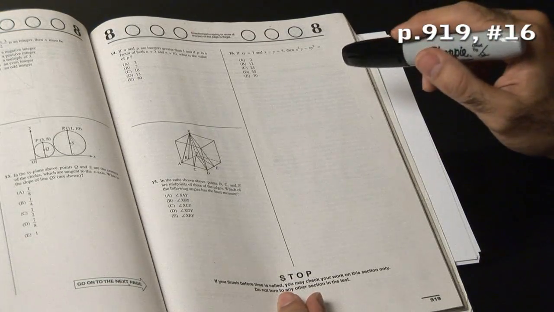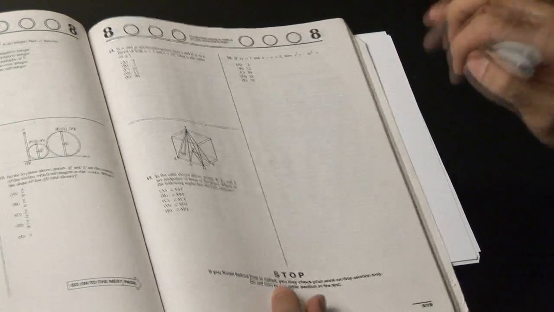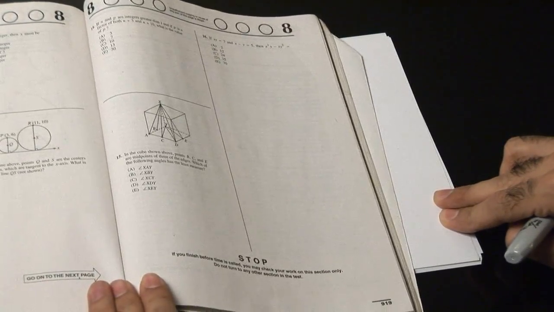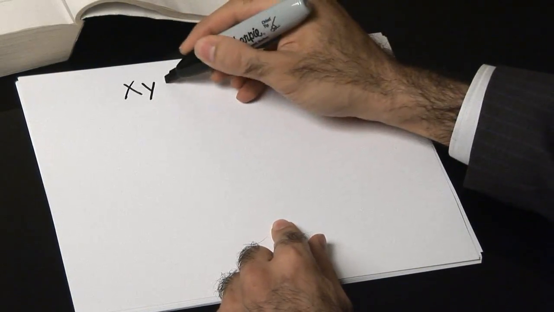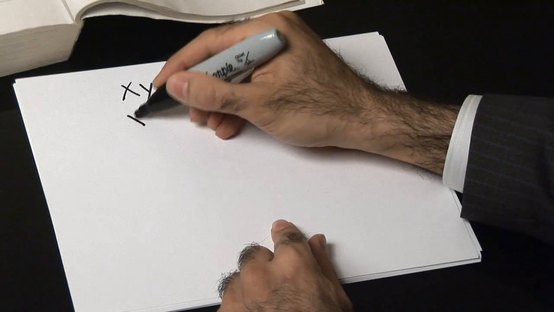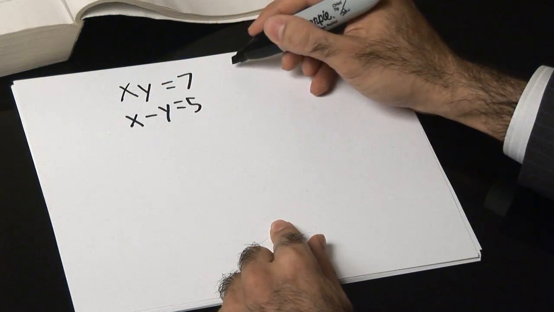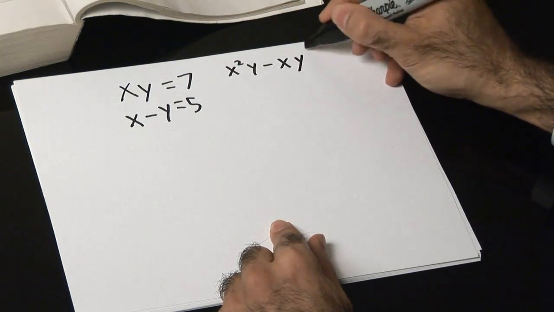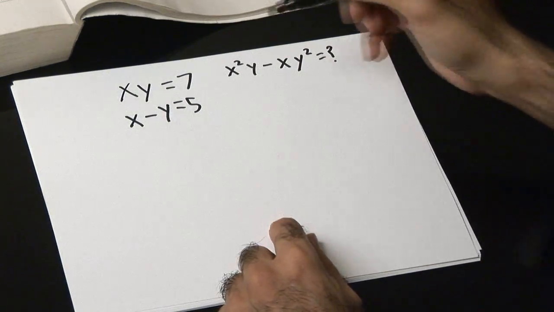This specific question, many companies have told many students of mine to skip, and I'm going to show you just how simple it is to do this problem using regular basic algebra. The question says this: if xy equals 7 and x minus y equals 5, then find x squared y minus xy squared. Now, in order to understand this, here's what you would do in school.